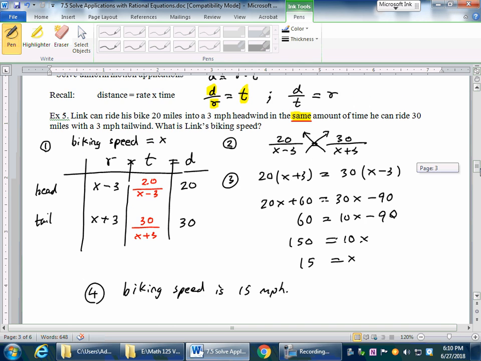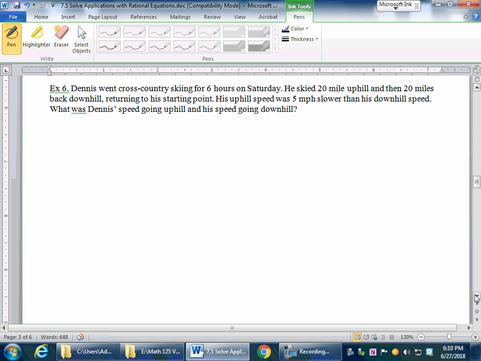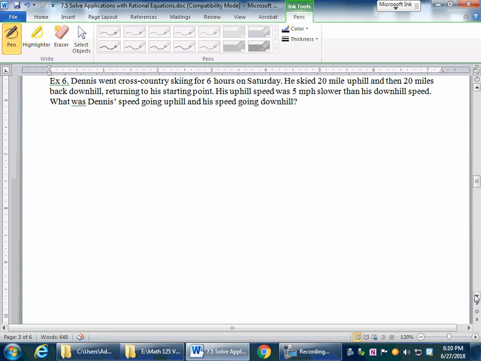Now, moving to the next example. Dennis went cross-country skiing for 6 hours on Saturday. He skied 20 miles uphill and then 20 miles back downhill, returning to his starting point. His uphill speed was 5 miles per hour slower than his downhill speed. What was Dennis' speed going uphill and his speed going downhill?